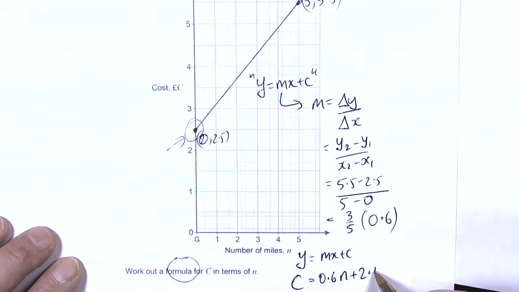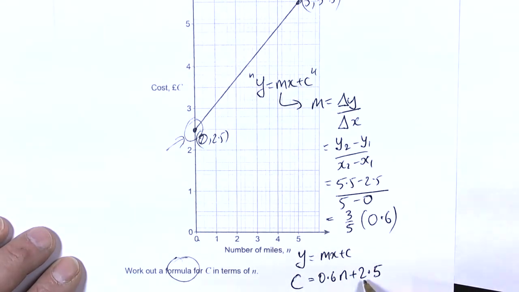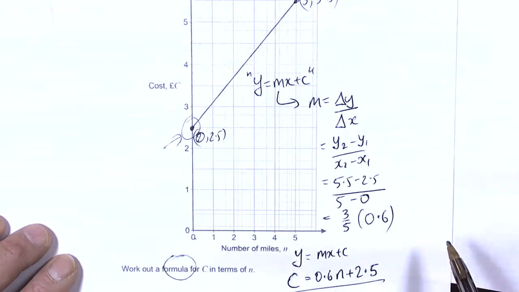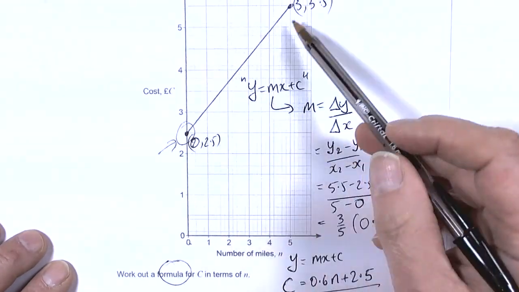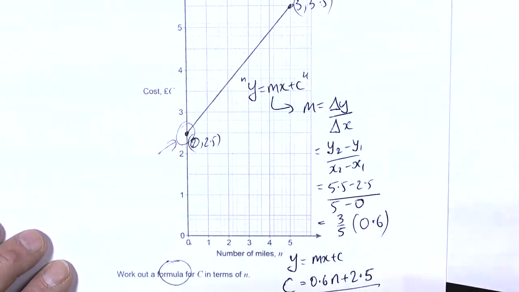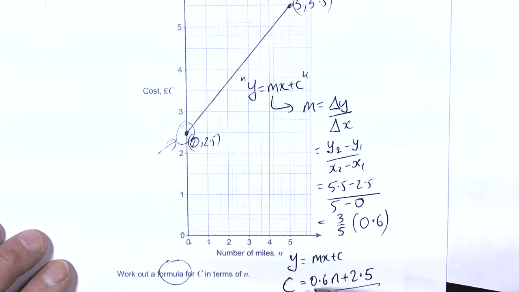So we'll replace that with 2.5. So that's the answer to the question. It wanted you to write a formula for this particular taxi, and we can see that we use the equation of the straight line to do that.